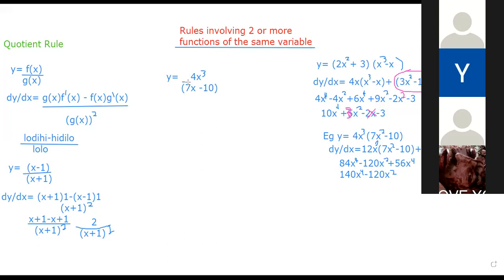So let's differentiate this and close. The rule says low the high, maintain the lower one. So dy dx is equal to maintain the lower, which is 7x squared minus 10. Differentiate the higher, which is 12x squared.